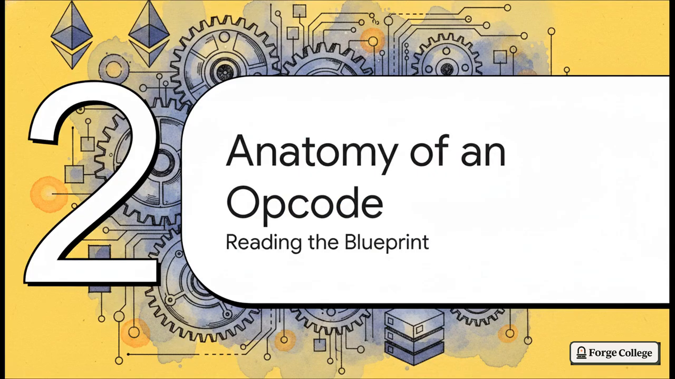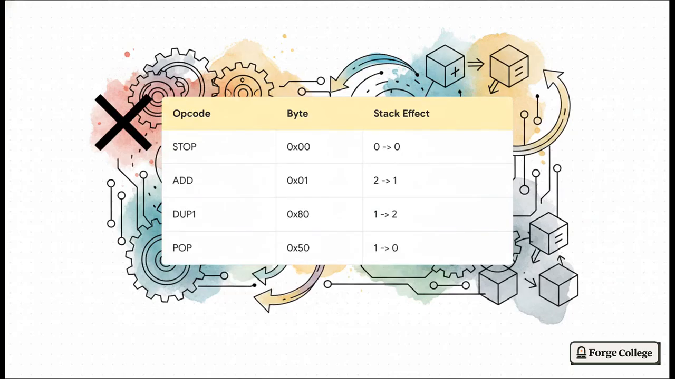Section 2. Anatomy of an opcode, reading the blueprint. So, how do these individual opcodes function deterministically to manipulate the EVM state? Well, what's really interesting about this is that every single opcode has a strict stack effect. The notation is super simple. How many 32-byte words does it consume, and how many does it push back?